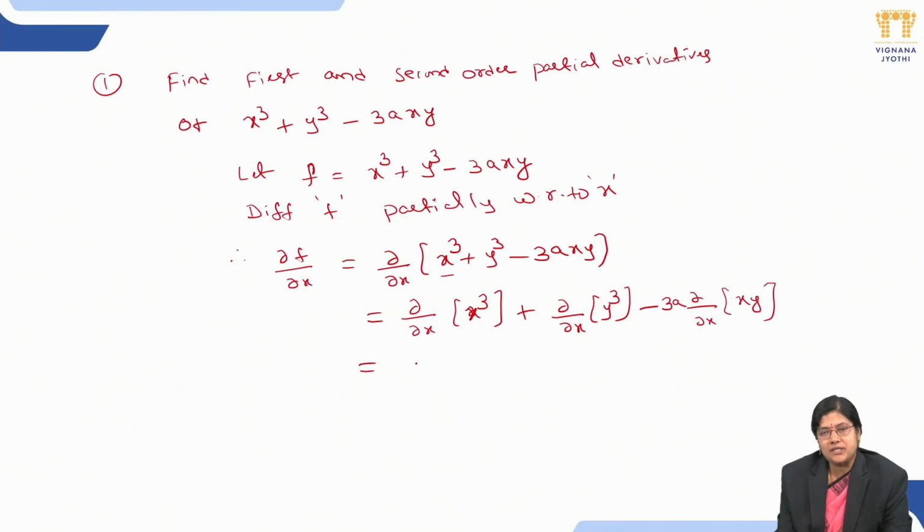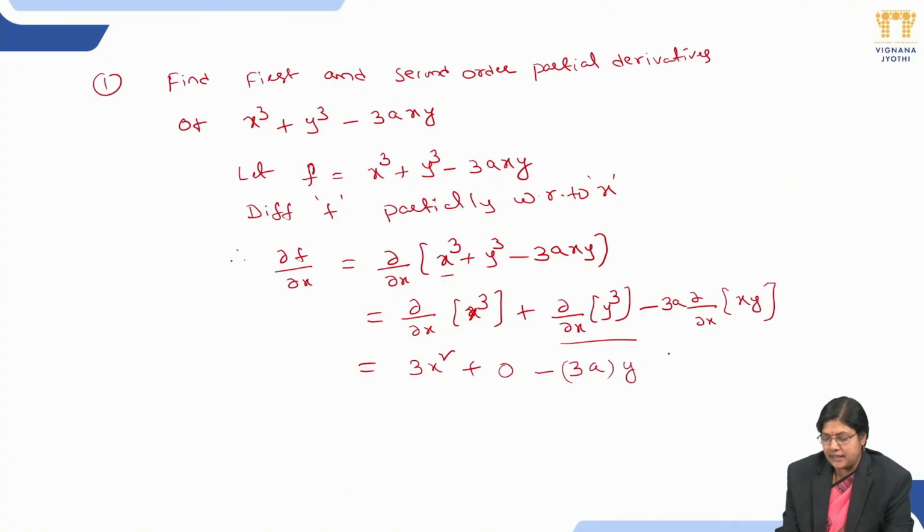When you are differentiating partially with respect to x, ∂/∂x of x³ is nothing but the derivative of x³ with respect to x partially, that is 3x², plus, when you are differentiating the second term with respect to x partially by treating y as constant, this value will be equal to 0. The derivative of a constant term with respect to x is 0. Minus, here 3a is constant, into the differentiation of the xy term with respect to x by treating y as constant: by taking the constant term y common out, you will get ∂/∂x of x.